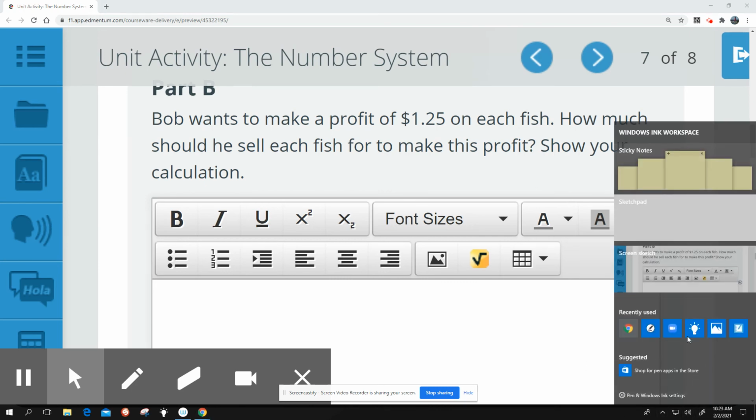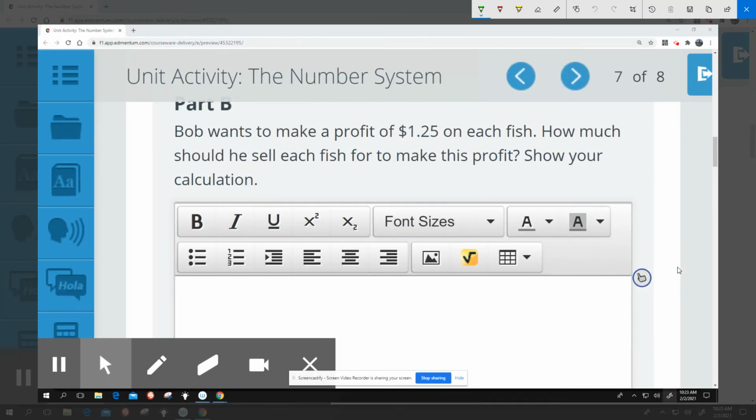So that means I just found out it's $2.14 for every fish, right? And I want to make $1.25. So I need to add those. When we add decimals, we line them up. 5 plus 4 is 9. 2 plus 1 is 3. Bring the decimal down. 2 plus 1 is 3. So for each fish, it's going to have to cost $3.39 so that Bob can make a profit of $1.25.